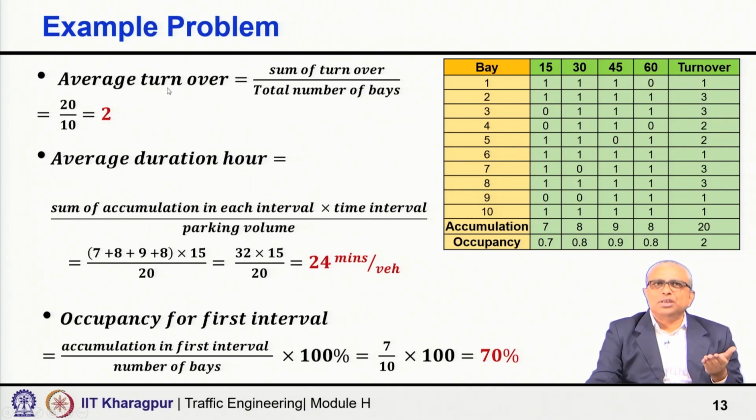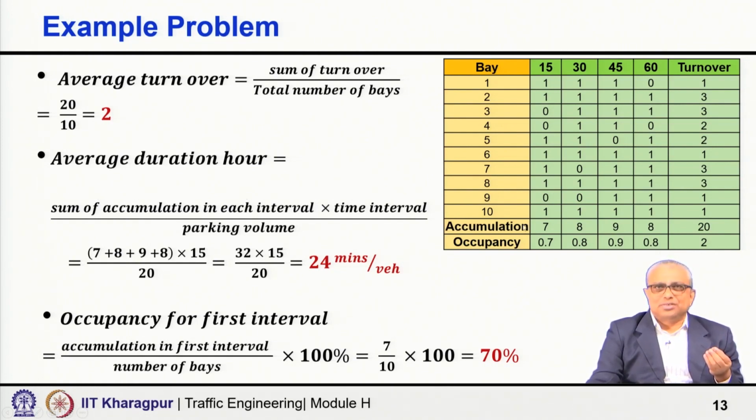So, what is the average turnover? Sum of turnover divided by total number of bays. What is the total turnover? 20. 20 distinct vehicles have used it. How many bays do I have? I have 10 bays. So, what is the average turnover? 20 by 10, that is 2.